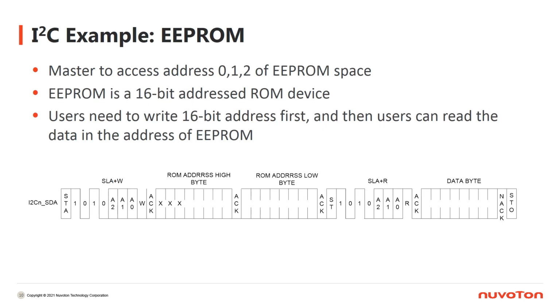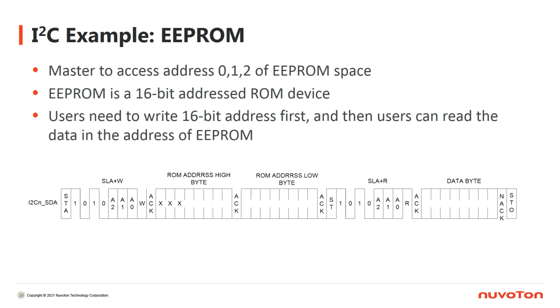In this example, we will show you how to combine write operation and read operation together for accessing EPROM data. Since EPROM is a 16-bit address ROM device, to access EPROM space, the master has to write a 16-bit address first to tell EPROM which space it wants to read data from. After that, the master reads data from the address of EPROM.